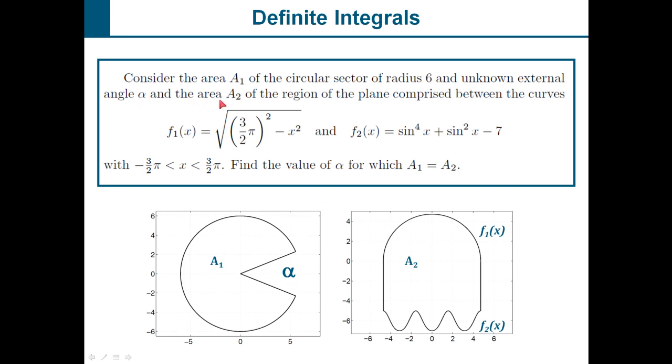Moreover, we should consider the area A2 of the region of the plane comprised between the curves f1 of x, which is equal to square root of 3 over 2 pi squared minus x squared, and the function f2 of x, which is equal to sine to the fourth of x plus sine squared of x minus 7. The variable x is varying between minus 3 over 2 pi and 3 over 2 pi. We should find the value of alpha for which the two areas, A1 and A2, are the same.